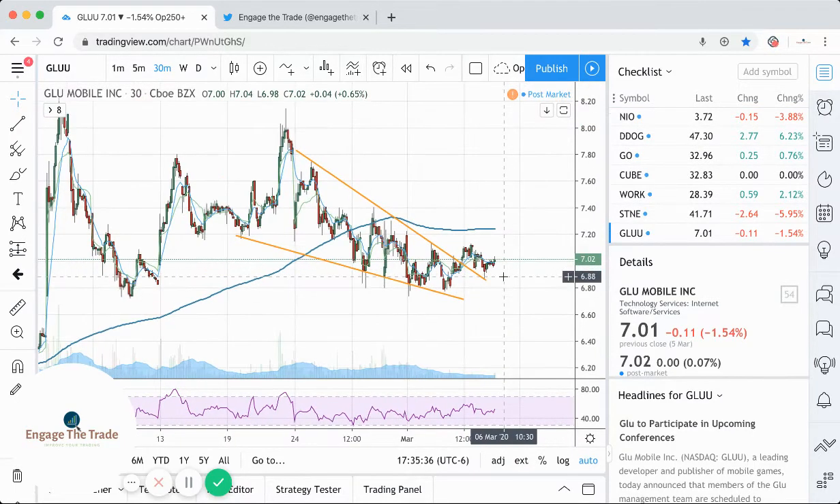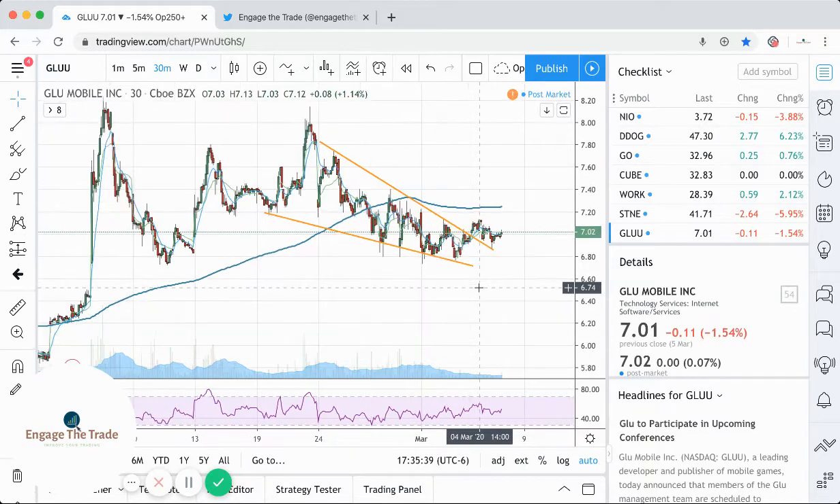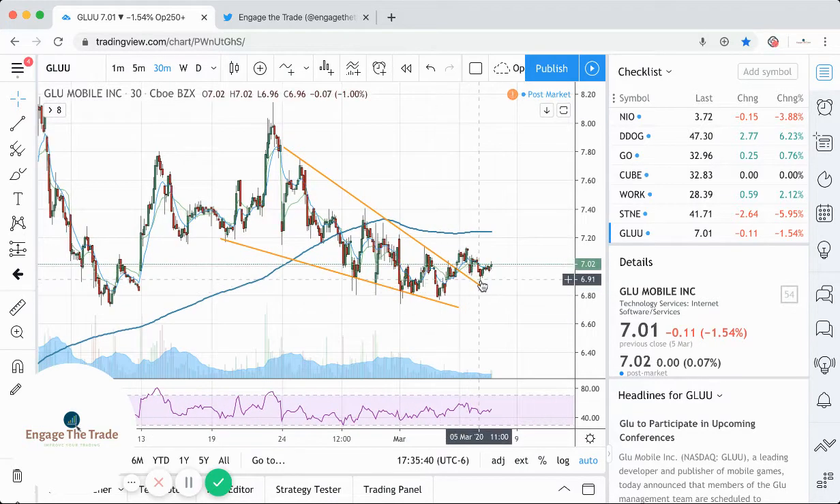Glue, great strangle opportunity. I tweeted about this a couple times. Falling wedge breakout and retest. Doesn't mean it's going to go, but good chance it does, or rolls over and fades.